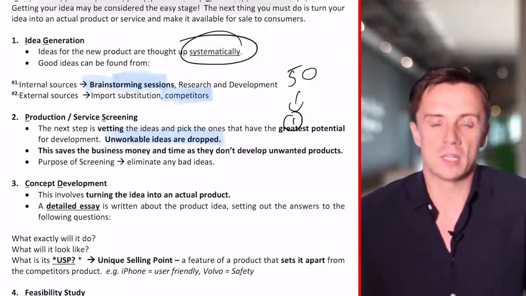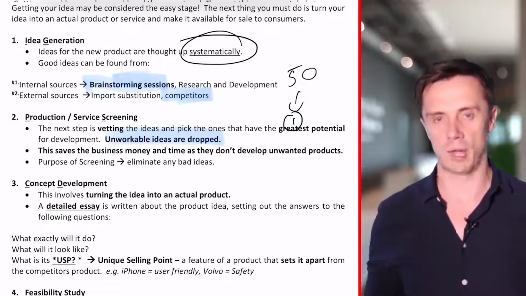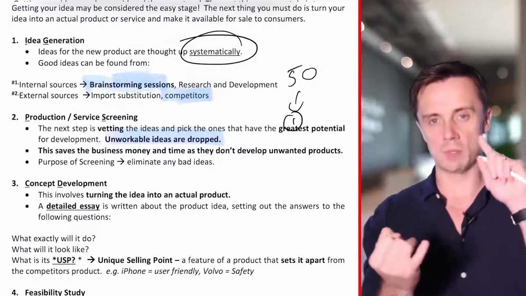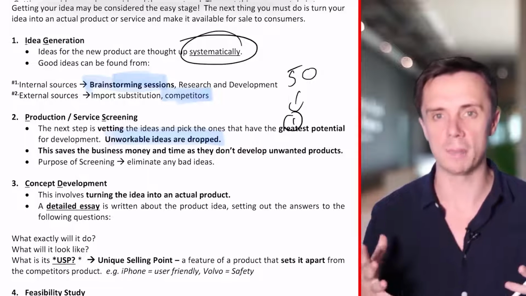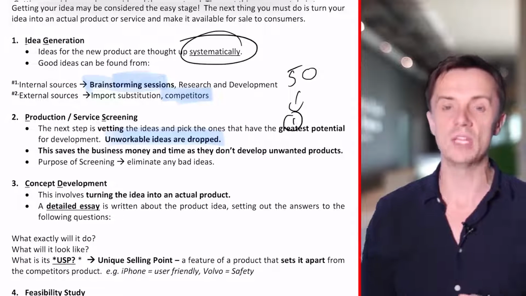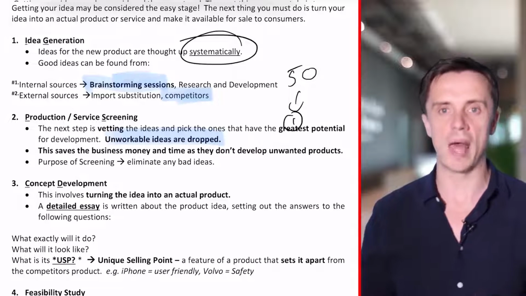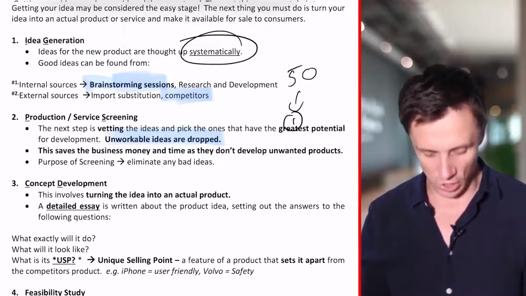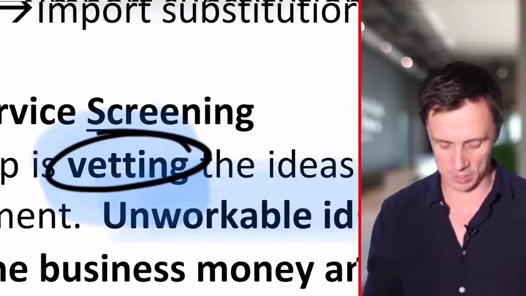The big advantage of this is it saves the business a lot of time and money because they're not developing any unwanted products. So going down through it again, product screening: the business picks the idea with the most potential, unworkable ideas are dropped, and the brilliant thing about this is it saves the business a lot of money because they're not developing any unwanted products. Another great word to fire down as well is vetted. All the ideas are vetted, so you're going through all the ideas and picking out the one that has the greatest potential.